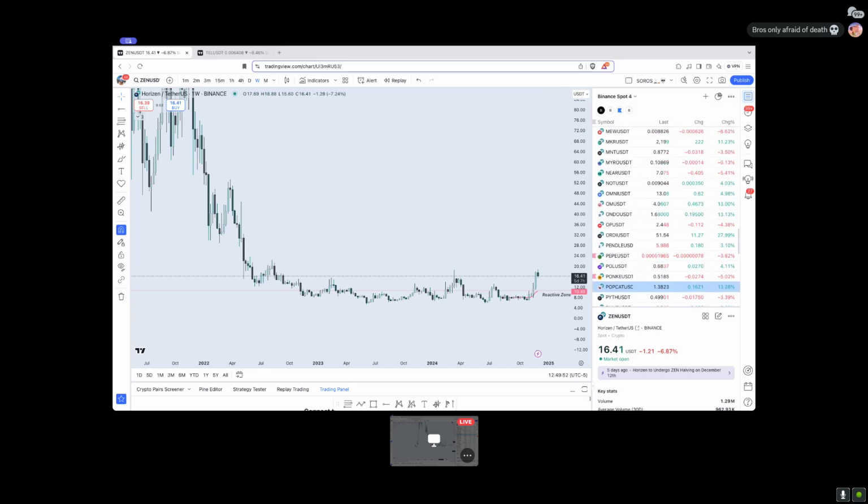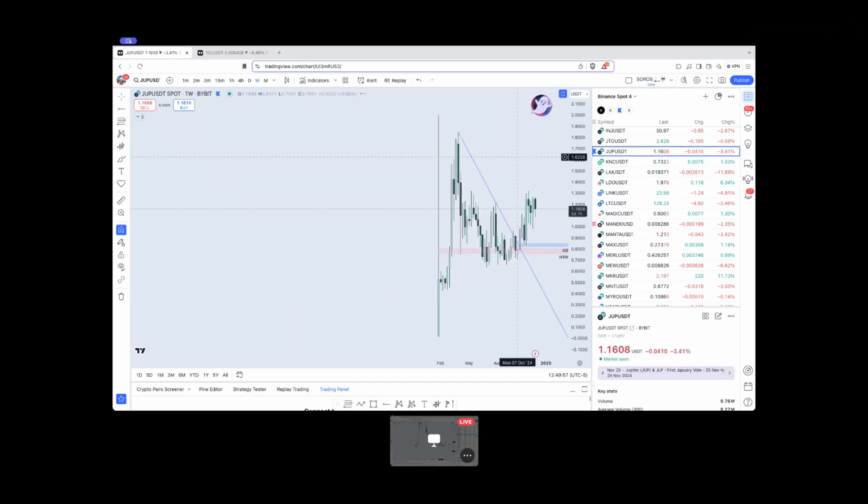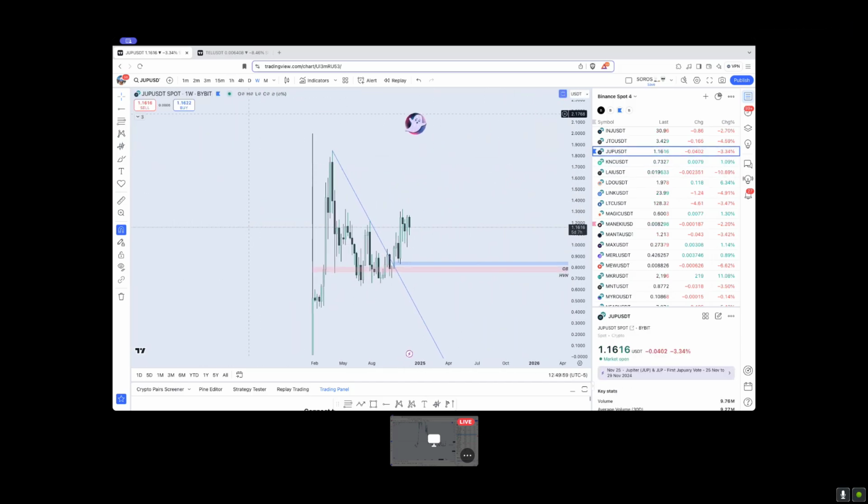Where's Jup, bro? I have it on my chart here somewhere. Dude, I'm dumb. It's alphabetical, man. How hard is it? Bro, this looks unreal strong.